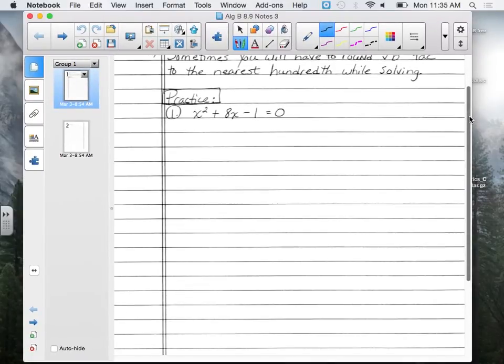What do we always do when we have quadratic equations? Find our A, B, and C value. Okay, what's our A? 1. What's our B? 8. And C? -1.